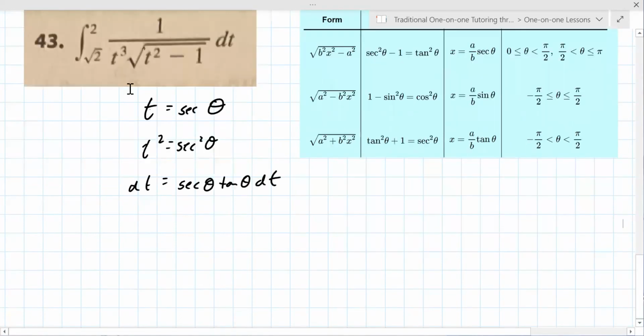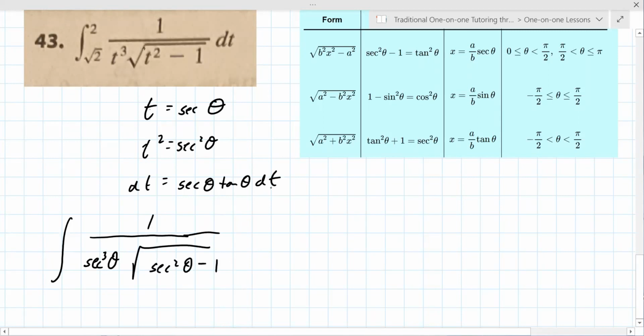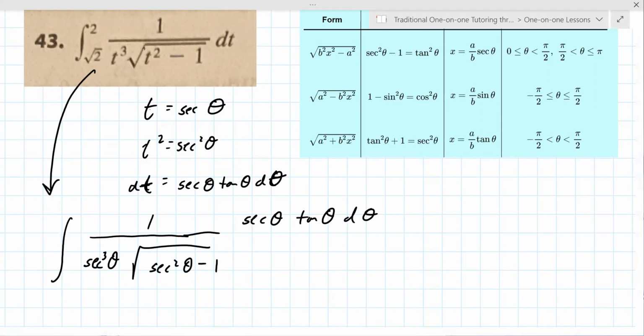And again, my preference is not to deal with the bounds yet. Okay, so 1 over t cubed is secant cubed theta, and then it's the square root of secant squared theta minus 1, and then dt. You asked me, dt is all this on the right here? It's secant theta tangent theta d theta. So we just transformed this. Let me know when you get that down, or study that and make sure you've got it.